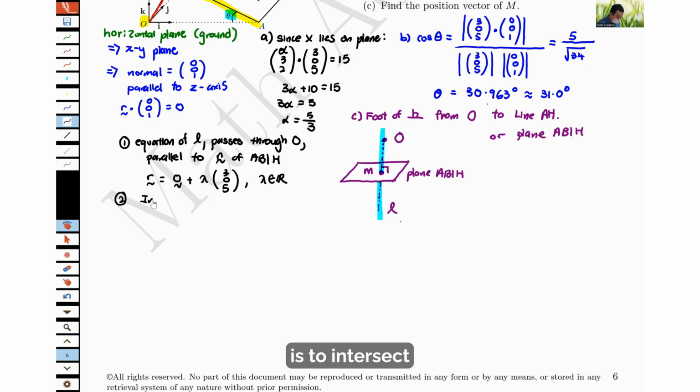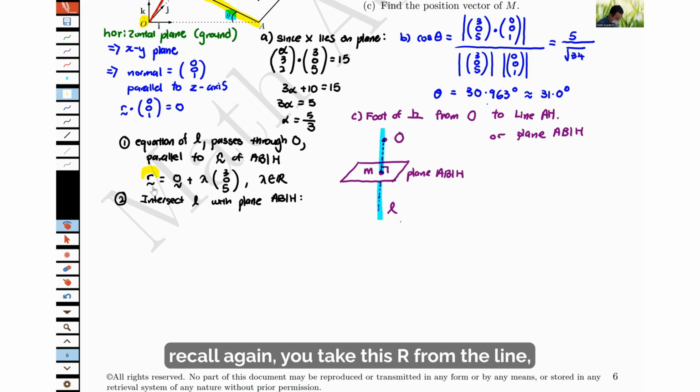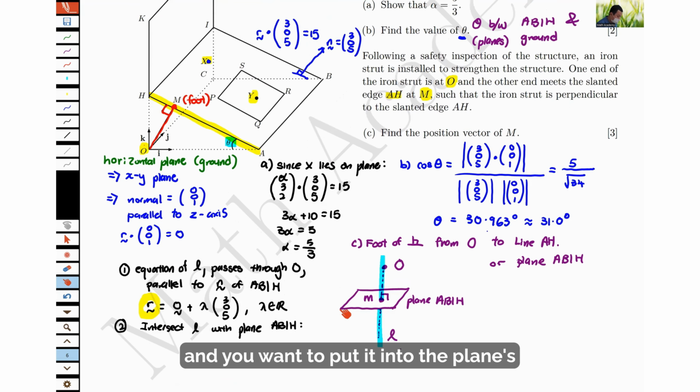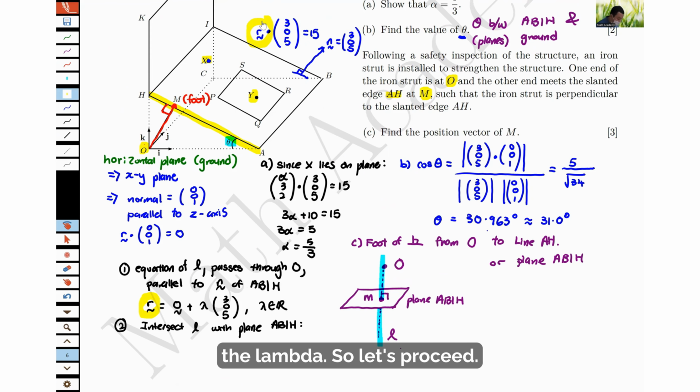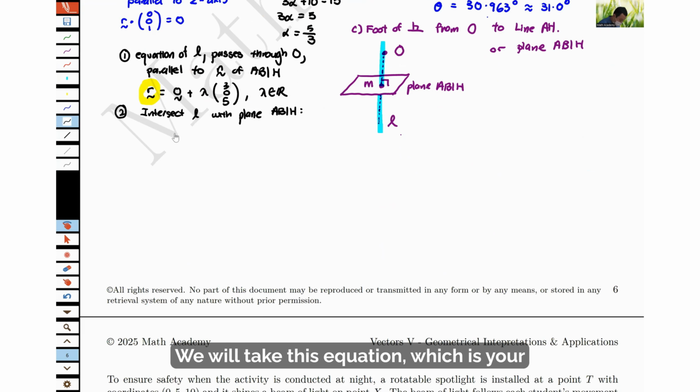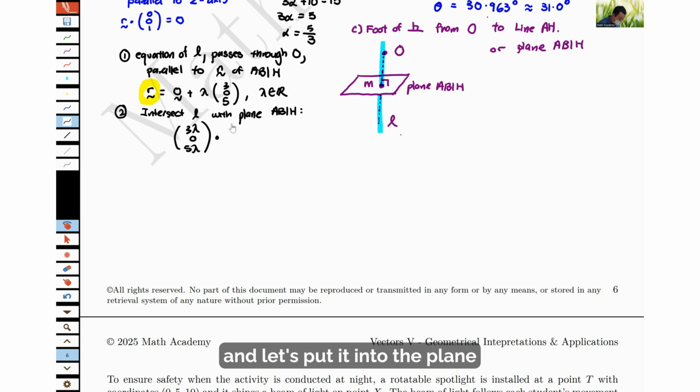Step 2 is to intersect L with plane ABIH. When you want to intersect a line and a plane, just to recall again, you take this r from the line and put it into the plane's r equation. You take one r and substitute into the other r to find the lambda. Okay, so let's proceed. We will take this equation, which is (3 lambda, 0, 5 lambda), take the r from this line, and put it into the plane equation, which is (3, 0, 5) dot r equals the right-hand side, 15. So we expand out the dot product.